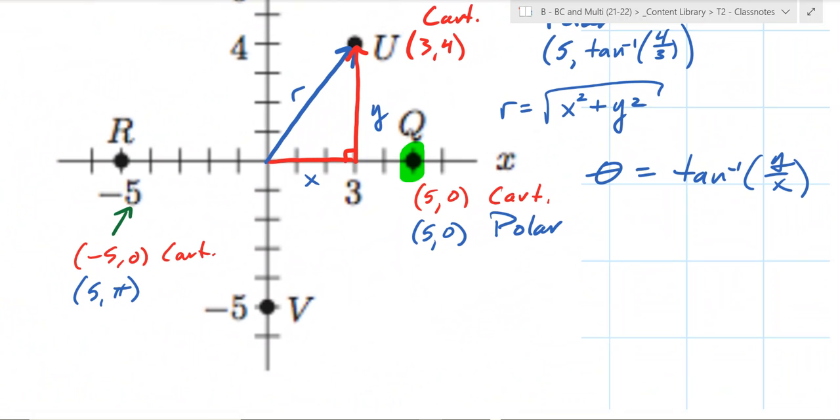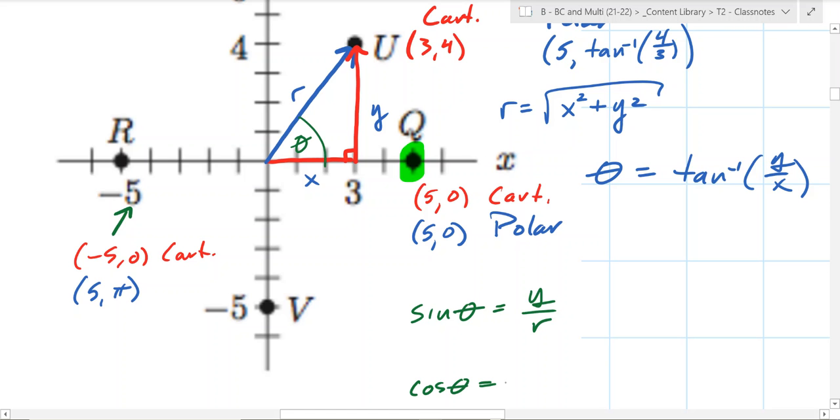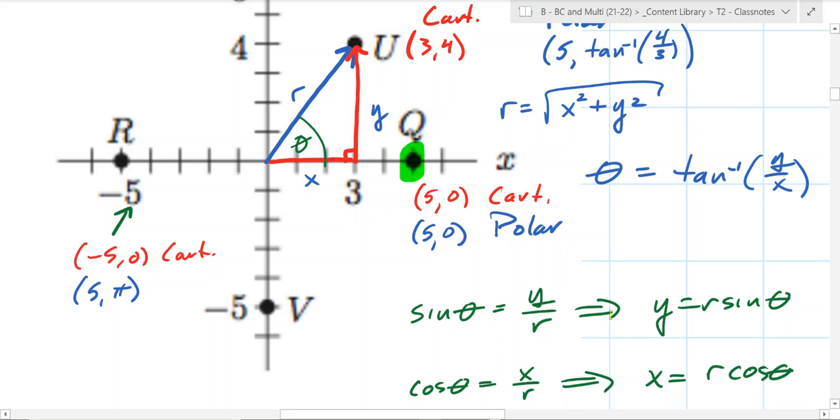If this is theta right here, what's the sine of theta equal to in that triangle? Y over R. What's the cosine of theta? X over R. So what does that tell you? It tells you that Y is equal to R sine theta, and what does X equal? R cosine theta. These are the first two super important relationships that you need to remember. You're going to use them a lot.